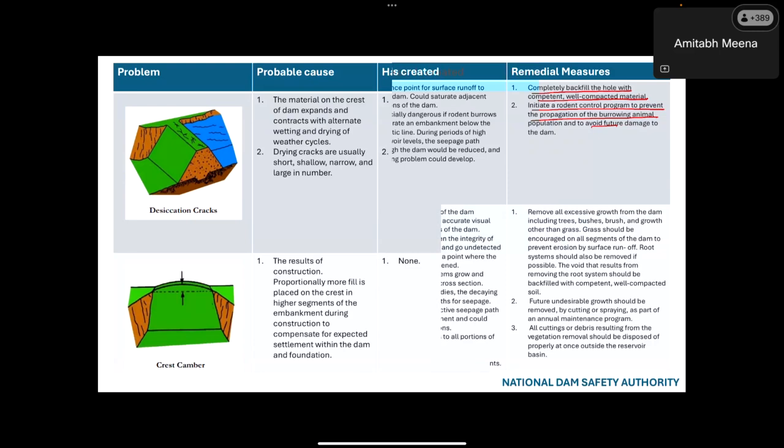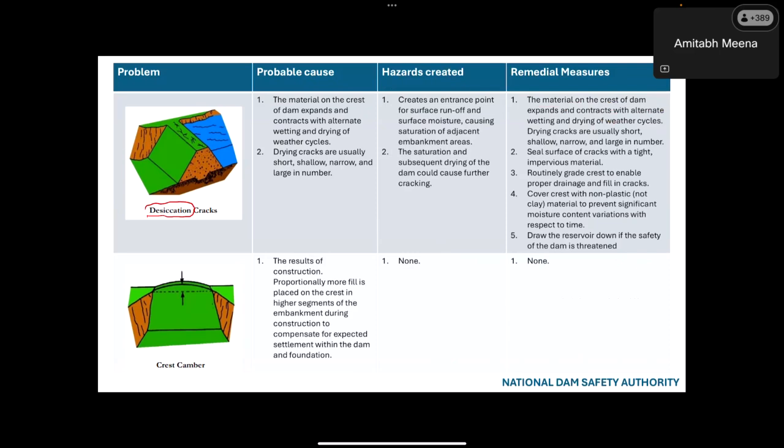So these are the desiccation cracks. Basically, desiccation means drying, due to drying. So these cracks, you might have seen, like in the clay soils, there are some wide cracks in the fields also. So similarly, due to drying, cracks are developed along the crest or on the body also, they can develop. So for these desiccation cracks, remedial measures should be taken, like in the earlier cases.